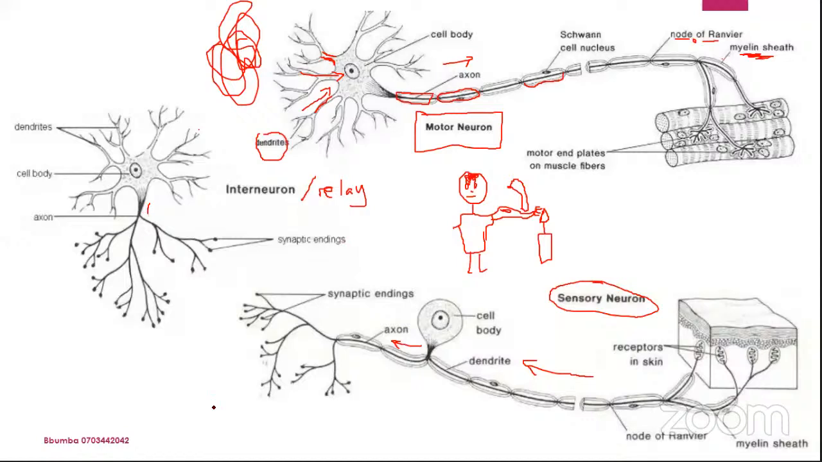David S has a question. Yes, David. I'm asking, the motor neuron sends information to the entire body. The motor neuron sends information from where? From the brain. You get it?